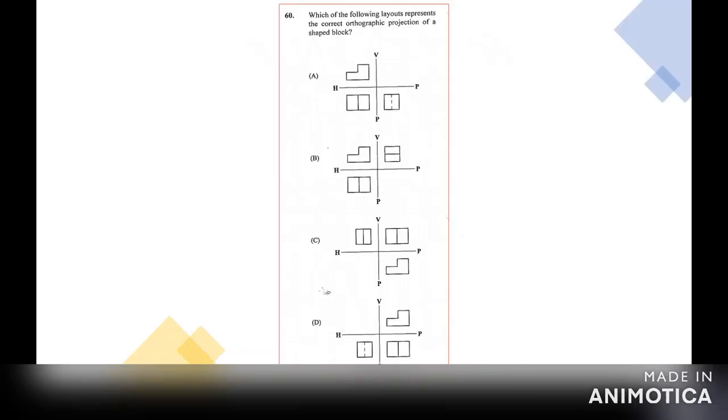And then, which of the following layouts represent the correct orthographic projection of a shaped block? So they can't be the first one because the dashed lines would not be vertical. It could be the second one. Let's look at the others. Okay, again, there's no vertical line for that one on the left side for C. So it's looking like B, and then there's no vertical dash line for D. So the answer would be B.